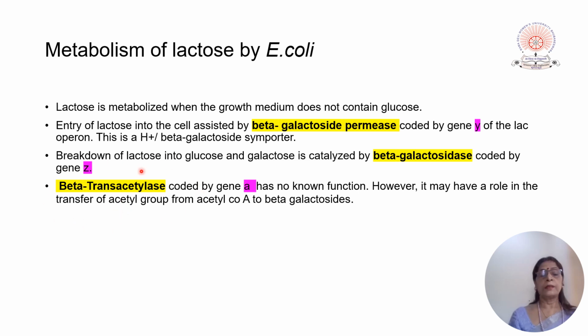The third enzyme involved in lactose metabolism is beta-transacetylase. It has no direct role in the metabolism of lactose, but it has a role in transferring the acetyl group from acetyl coenzyme A to beta-galactoside, and it degrades the unutilized beta-galactosides.